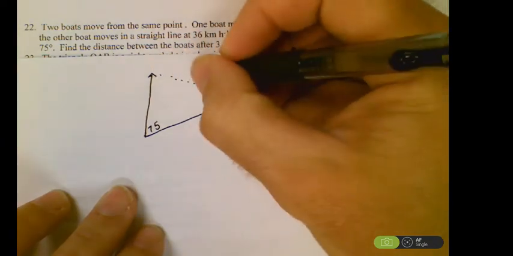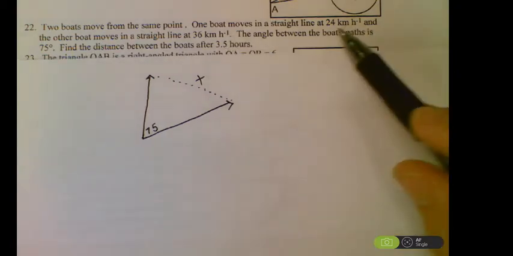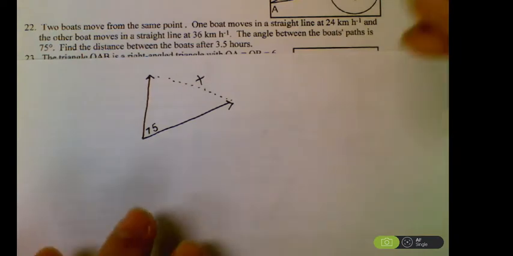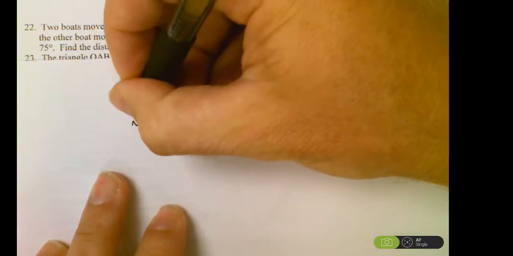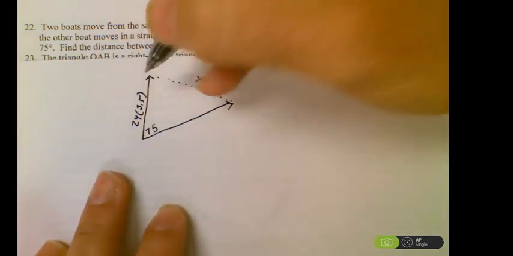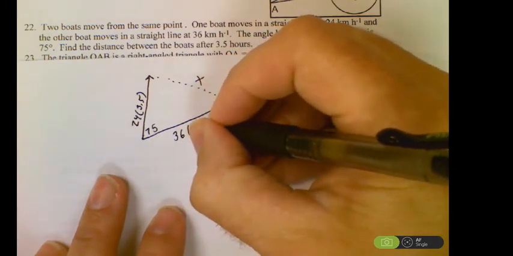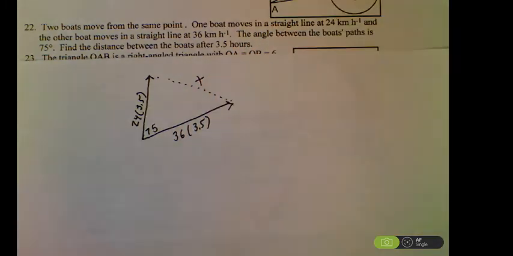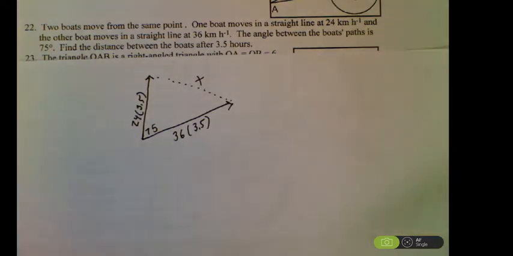Ultimately, we are trying to find the distance between the boats. So let me call that one X. So the first one is 24 kilometers per hour for 3.5 hours. So we're doing this 3.5 times. So you got your 24 times 3.5 in order to get that distance. And then on the other one, the other guy's moving at 36 for 3.5 hours. So we can use that to get his distance. And then now it's just a basic cosine rule function to solve for x.